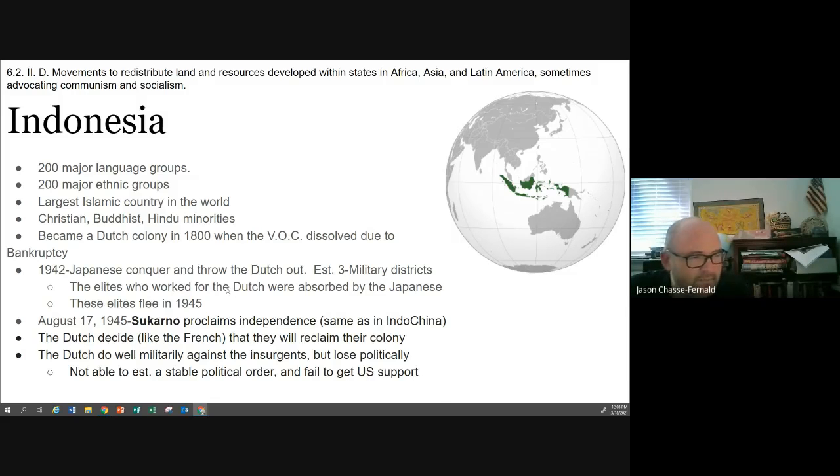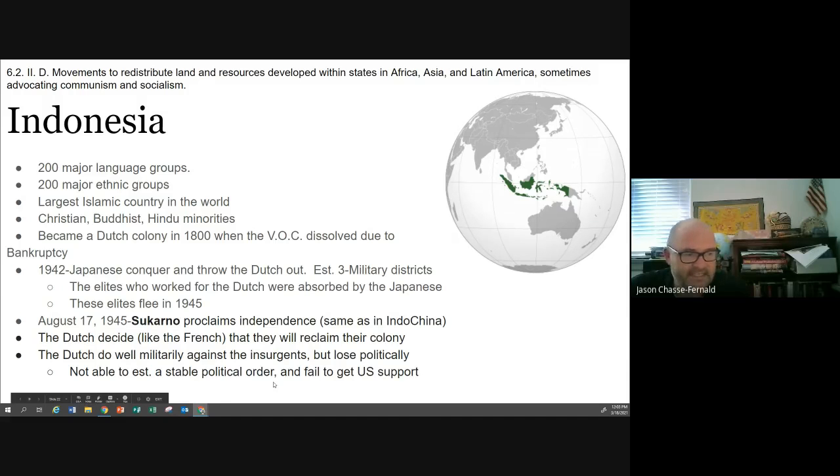The elites who worked for the Dutch were absorbed by the Japanese. So when World War II is done, the elites who had administered for the Dutch and then the Japanese will largely flee, so that administrative class is gone. Sukarno will claim independence, same as what happens with Indochina, with Ho Chi Minh, by the way. The Dutch decide, like the French, that they're going to reclaim their territory. The Dutch do well militarily against the insurgency, but they'll lose politically.